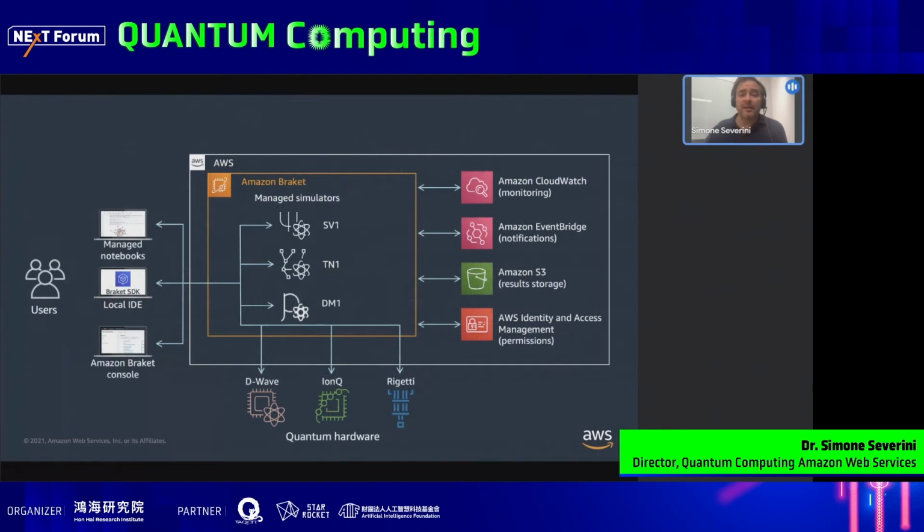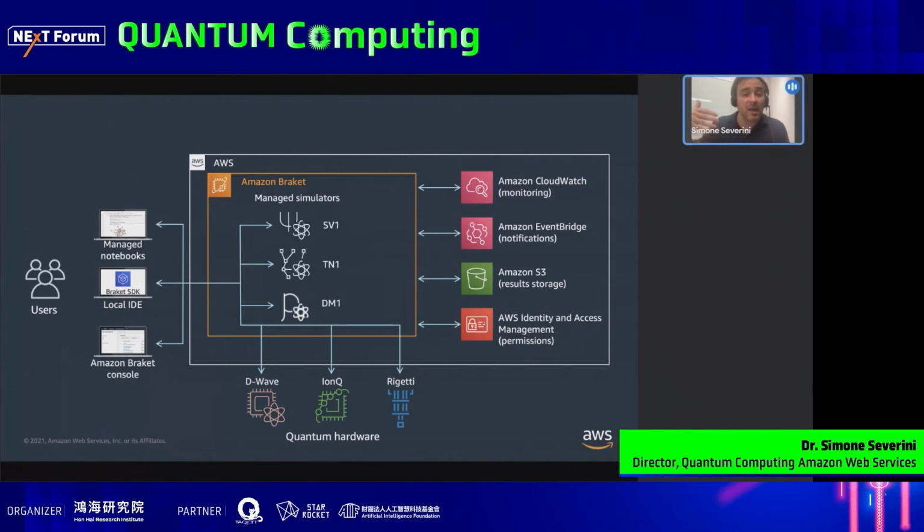Here is an architecture diagram of Amazon Braket. On the left, there are users, then the ways that users use for interacting with the service. A user can work, for example, with managed notebooks. A user can access multiple quantum circuit simulators. In fact, three quantum circuit simulators, which we call SV1, TN1, and DM1 in the orange box.